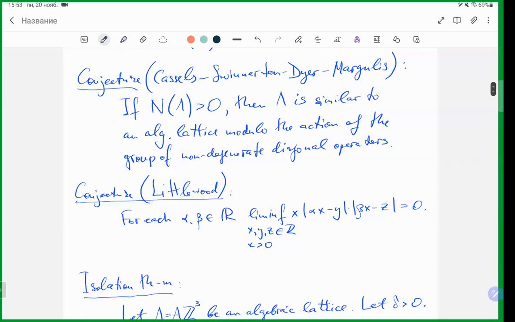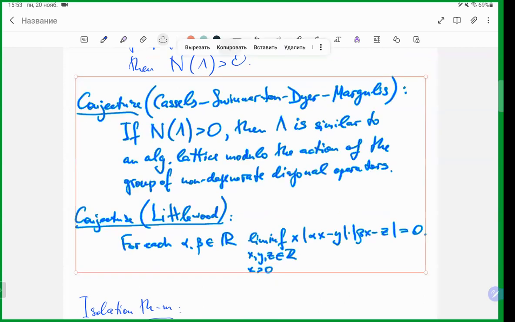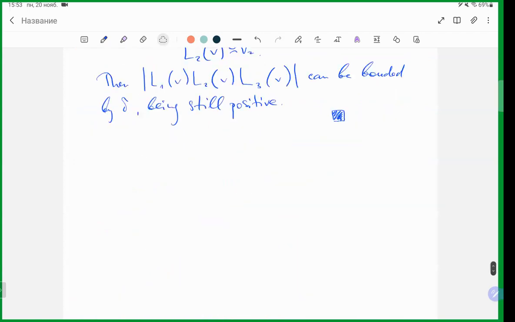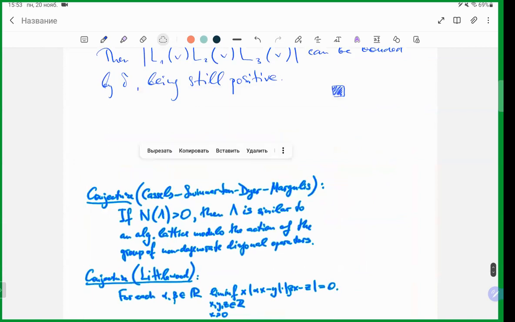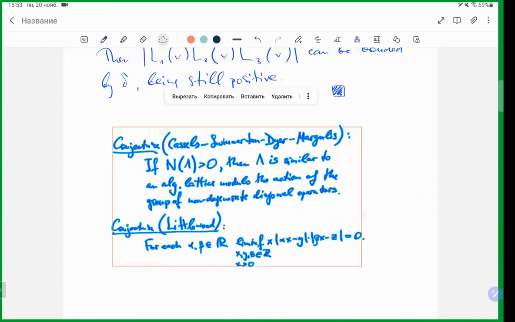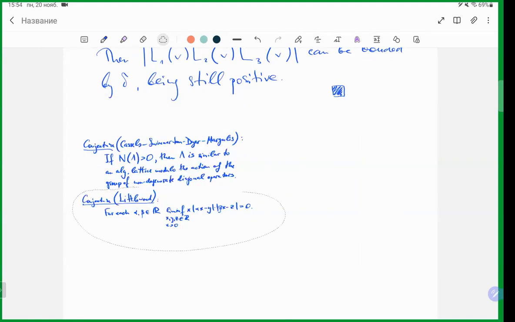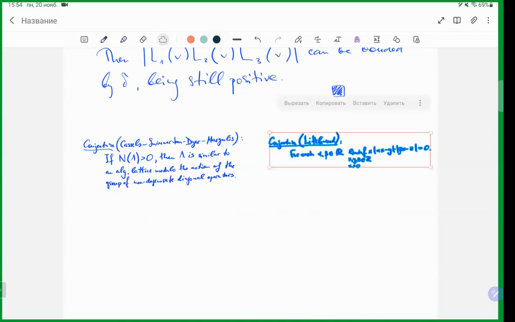So, let me copy these two conjectures and place them over here. Make them small. Do the following. Like this.